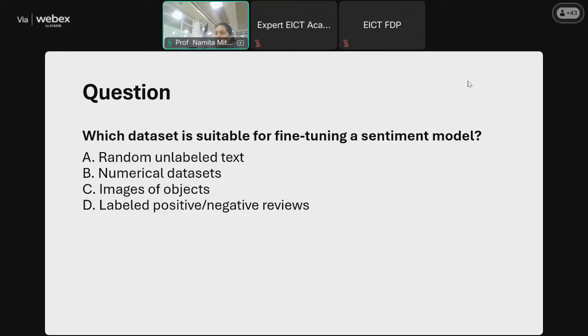So we want some input and what is the sentiment of that input. So X and Y. X is your input sentence and the answer in terms of Y. That is a review, negative, positive. So correct answer is D. You are right. So ready for the next question?